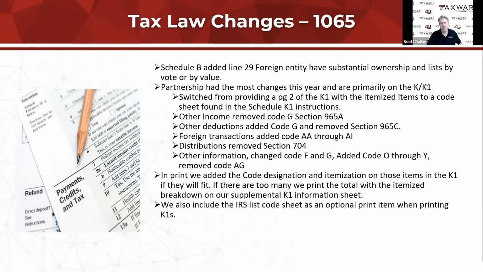And then we added the same code information designations on the 1065. If there's room, we'll go ahead and itemize those by code. And if there's not, we'll just print the total. But then this year, and I'll get into a little bit more detail, the IRS actually created a pretty cool worksheet in the K1 instructions.